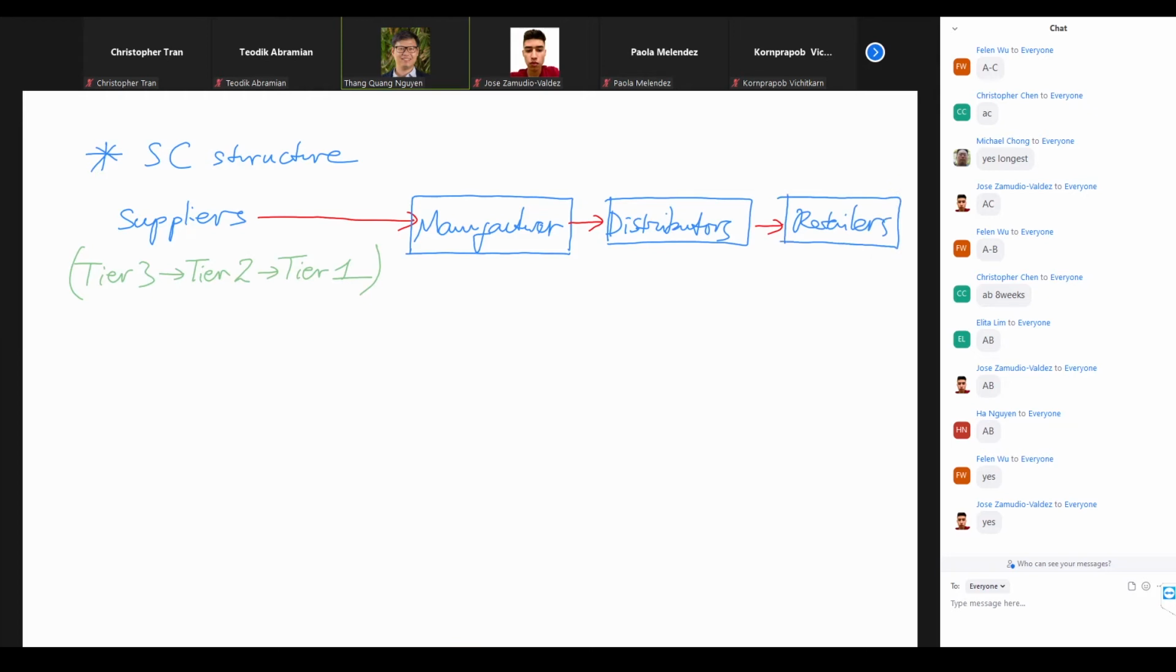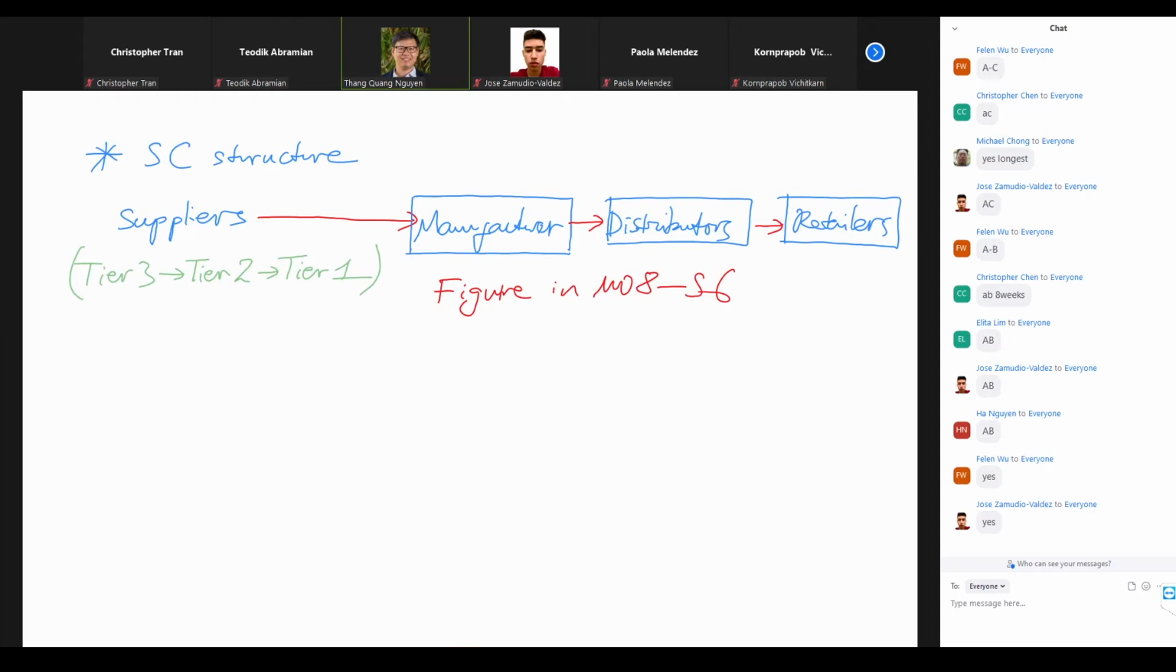Right? So that's the general structure of the supply chain. But of course, we look at the picture earlier, right? The supply chain can be very complicated because they have multiple suppliers, multiple layers of suppliers, multiple manufacturers, multiple distributors, and multiple retailers. All right, so again, I would like to refer you back to the figure in module 8, slide 6.